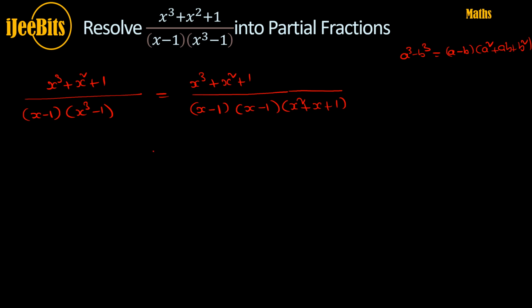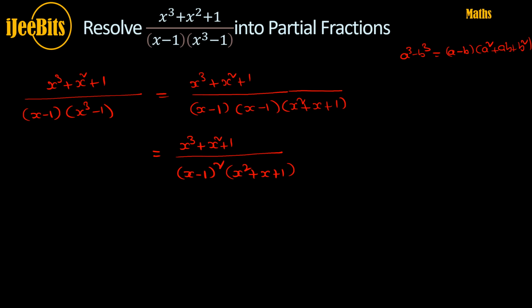If we simplify further, x cube plus x square plus 1 divided by x minus 1 times x minus 1 becomes x minus 1 whole square, and x square plus x plus 1. This is the reduced factor but appears twice, and hence for this portion we can apply rule number 2.